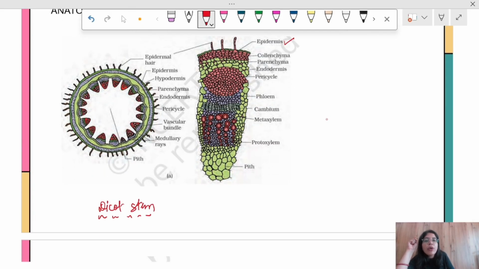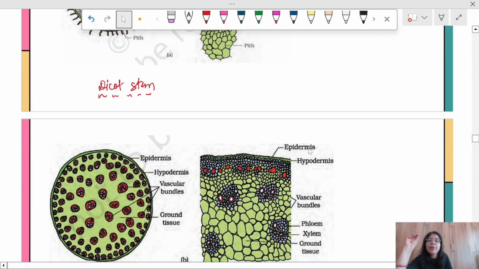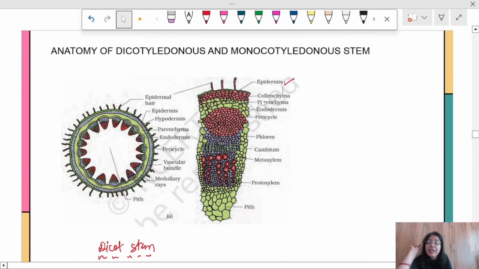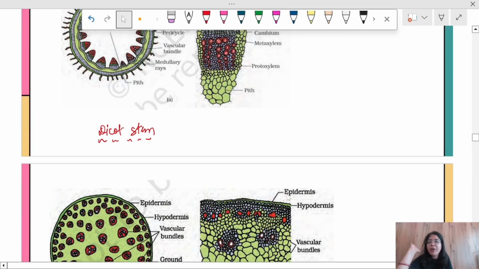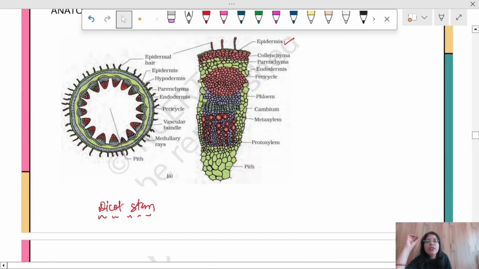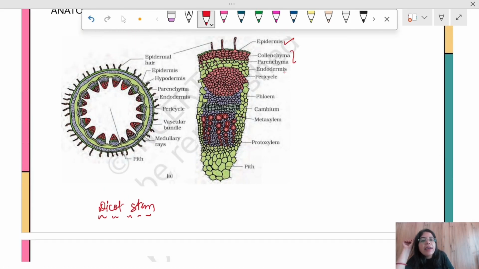If I talk about epidermis, there is not much difference. Epidermis is usually single layered. Here also it is covered by cuticle when it is a young stem. Then after that, you can see these layers, except pericycle, from parenchyma to endodermis. Together these are the cortex. So the cortex here in this section is well differentiated into three layers.